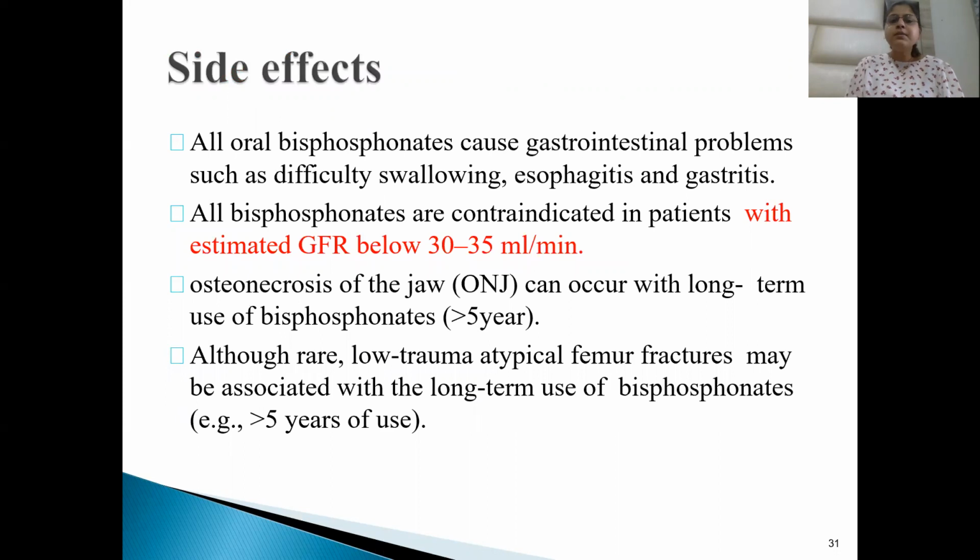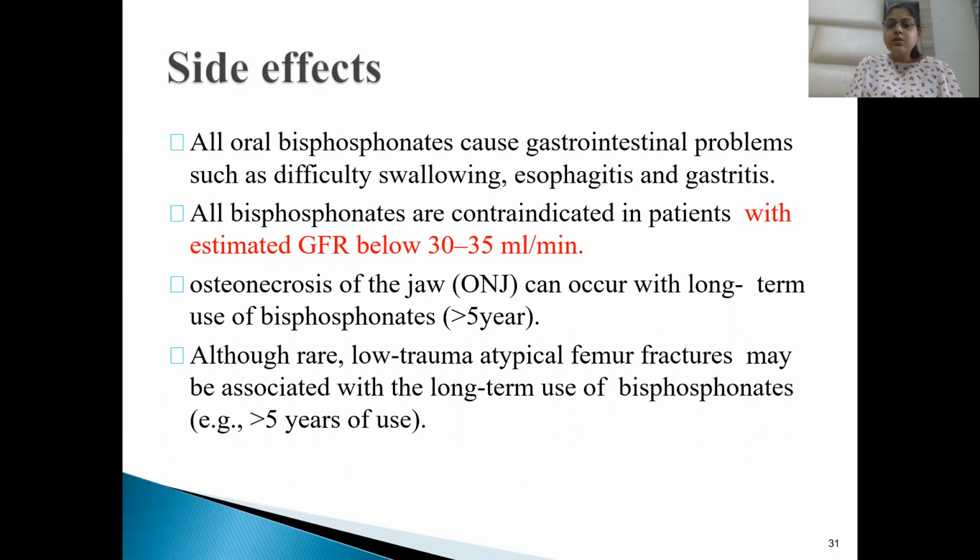Side effects: oral bisphosphonates cause gastrointestinal problems such as difficulty swallowing, esophagitis, and gastritis. So that's why they're given on an empty stomach with plenty of water, because no accumulation in the esophagus takes place, and there is no regurgitation. And patients should not lie down for at least 30 minutes after taking the bisphosphonates.